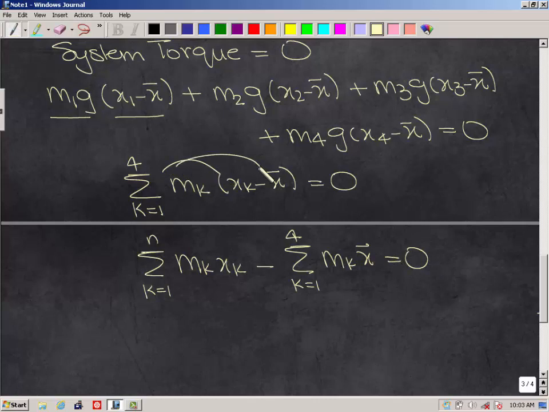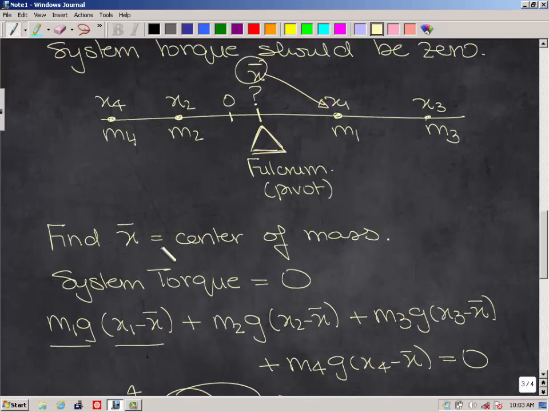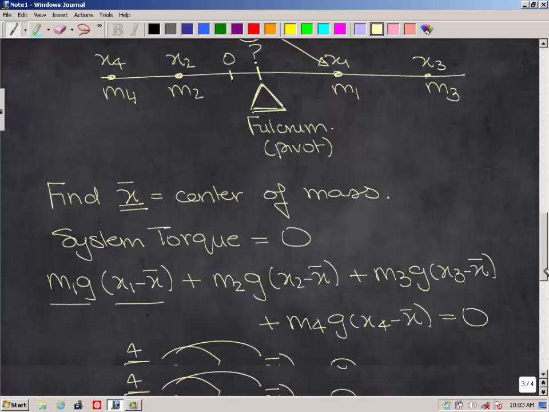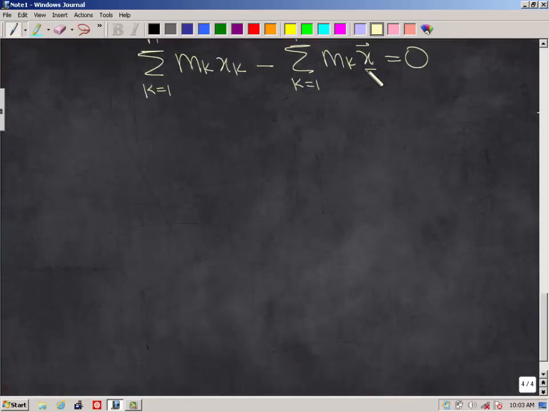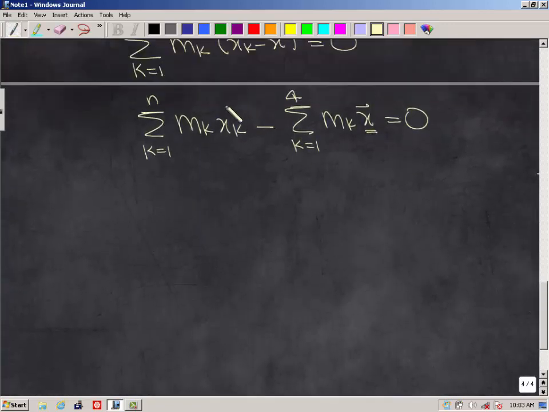Okay, so the next thing we're going to do is, remember, our goal is to find x bar, where the fulcrum should be placed, or the center of mass. So I want to solve for this guy. So I'm going to move this to the opposite side, the other summation, and you notice this summation is with respect to k. This has no k in it, so we can pull it outside that summation. And actually, I'm sorry, I'll move this summation to this side, so this negative will become a positive.